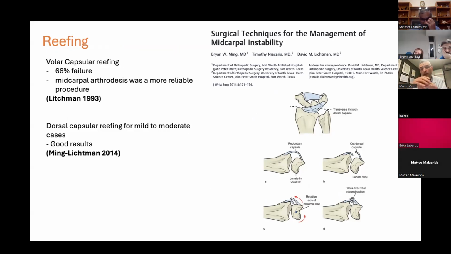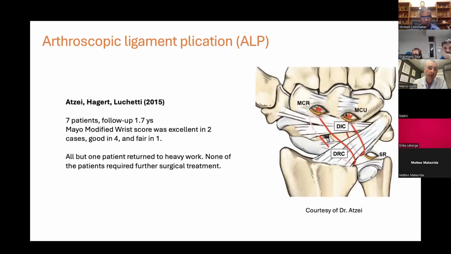So if you see in the drawings, you can cut the dorsal and redundant capsule, and you can make a shortening of this. And in most of the cases, there are good results. Then Dr. Atzei, who is online with us, proposed with Hegert and Lucchetti this arthroscopic technique. And thank you, Andrea, for the picture, because it was sent today. I didn't find it a very good picture. And they report very good results. Of course, the number of patients is small, but it's promising.